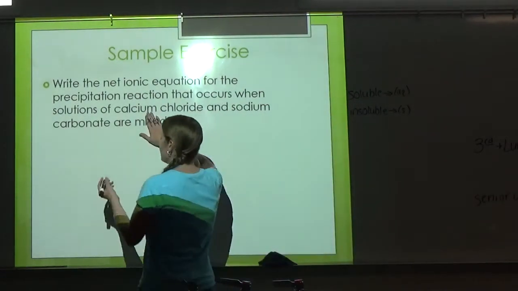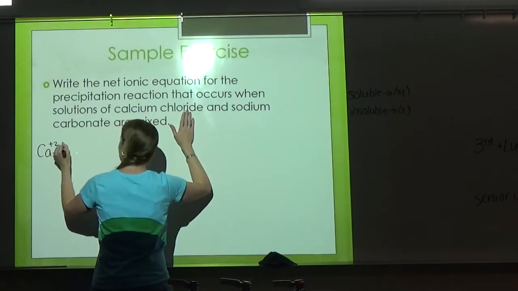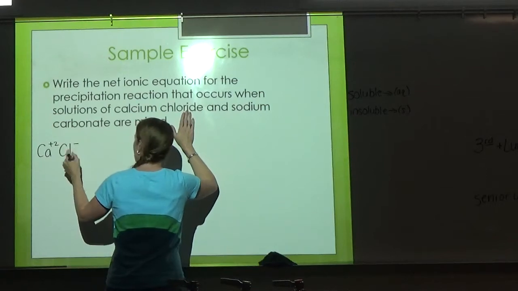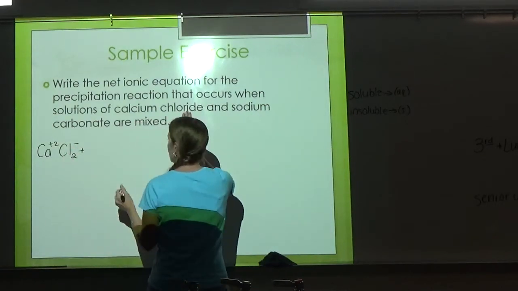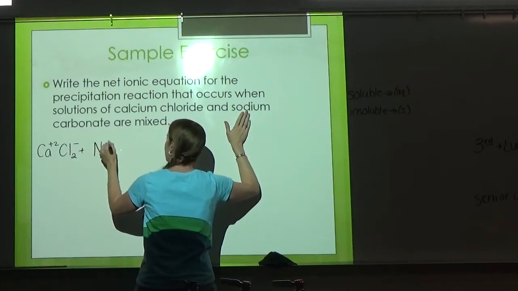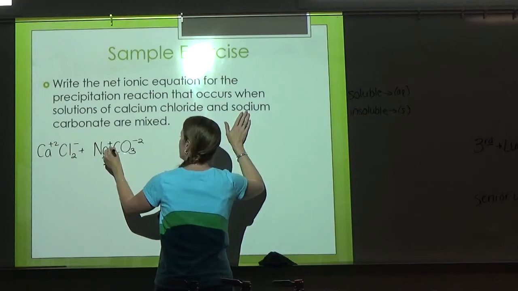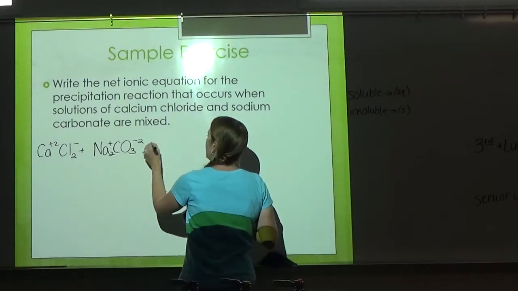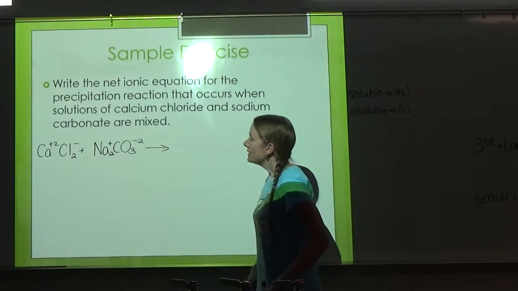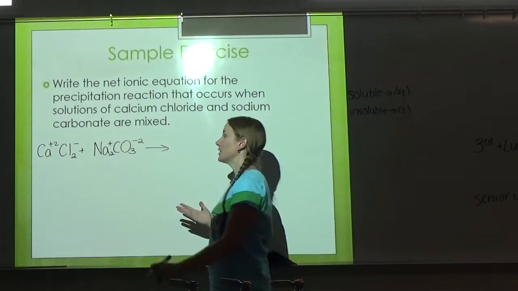All right, so we have calcium chloride. So calcium is Ca with a positive 2. Chloride is Cl negative 1. So I'll cross my 2. And sodium carbonate. So sodium is Na positive 1. Carbonate is CO3 negative 2. So I would need 2 sodiums. And it says they are mixed. All right, so again, because they told me it was solutions of those, I can assume they're aqueous.